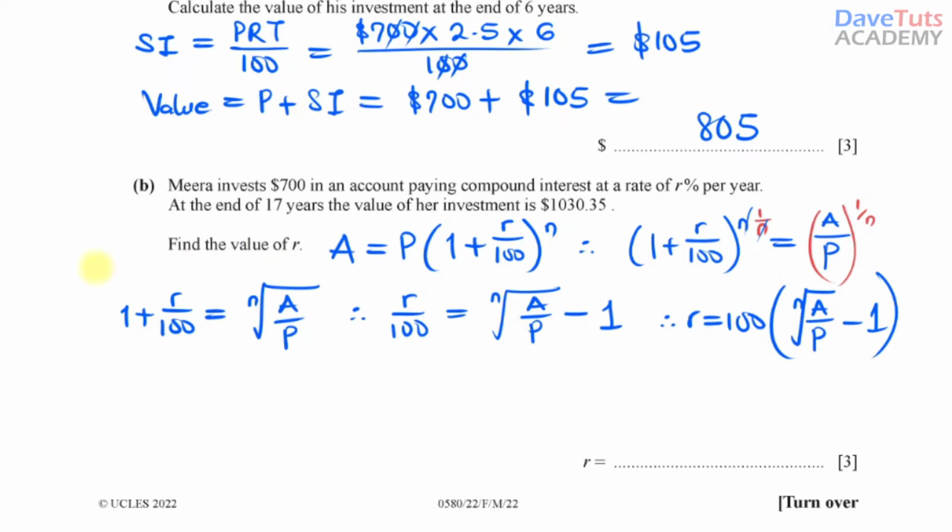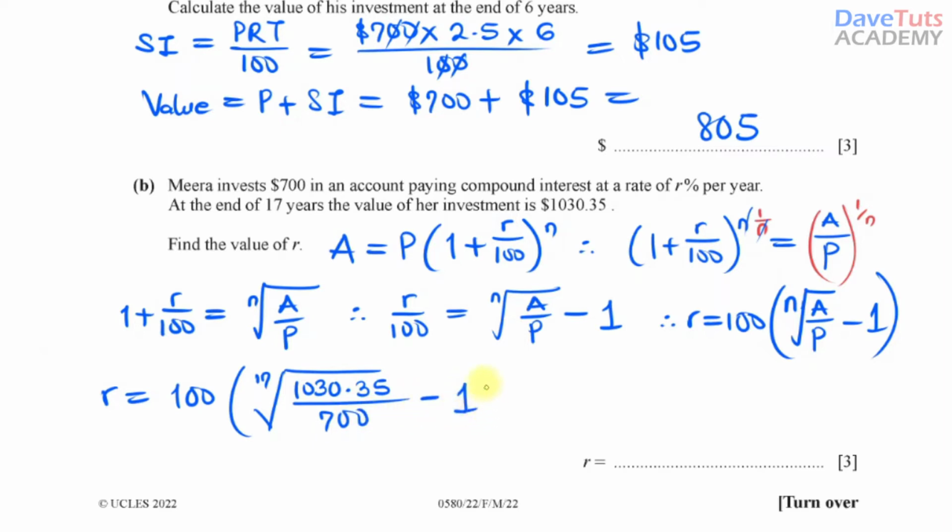Let me write that n. So I want to write it clearly that this is the nth root of A over P minus 1, then all multiplied by 100. So if I want to bring in all those parameters, I have 100, then the nth root, that will be the 17th root of A. What's the amount? That is 1030.35 over the principal, that is 700, minus 1. So this is what I need to put into the calculator.